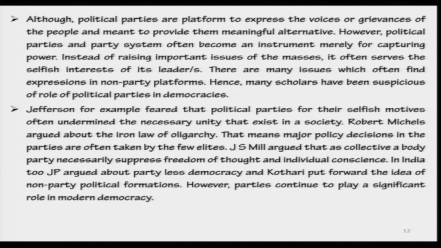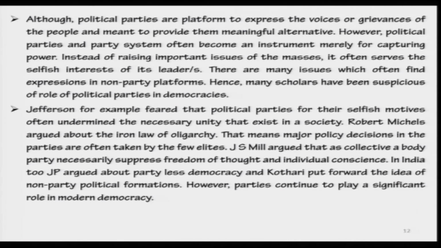Political parties are platforms to express the voices or grievances of the people and meant to provide the meaningful alternative. So, political parties are not just to give the platform to express the voices of the people, but it also provides them alternative. So, for example, if a polity ruled by a particular party is not satisfied with its performance, then the other parties or the opposition parties provide them an alternative to form the next government by giving maximum support to those who are in the opposition and voting out those who are in the government. So, political parties do provide meaningful alternative to the people.